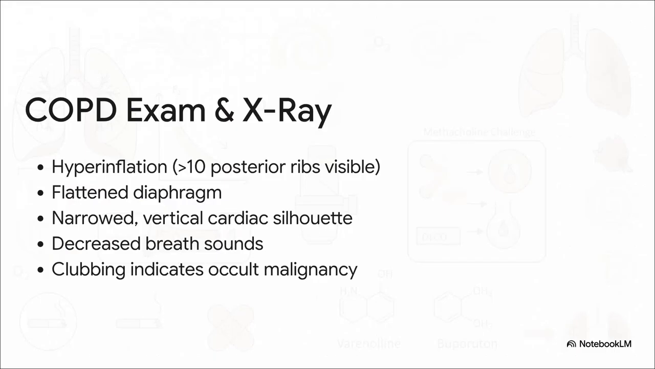When looking at the physical exam and chest x-ray for COPD, you're hunting for signs of hyperinflation. You'll see more than 10 posterior ribs, a flattened diaphragm, a narrow vertical cardiac silhouette, and you'll hear distant heart sounds. But here is an absolutely crucial exam rule. Digital clubbing is never, ever caused by COPD itself. If you see digital clubbing in a COPD patient, you must immediately search for an alternate cause, like an occult lung malignancy, bronchiectasis, a lung abscess, or an empyema.